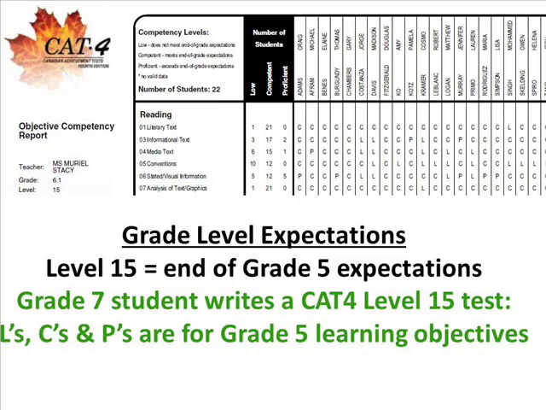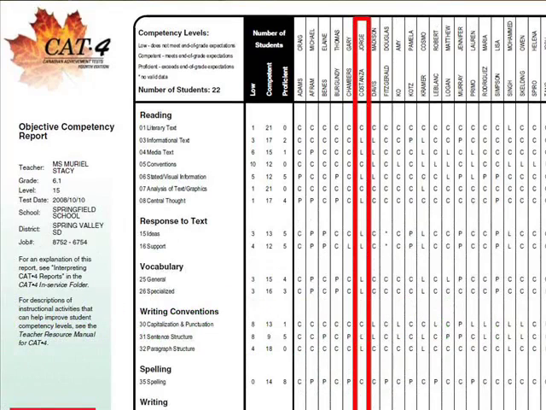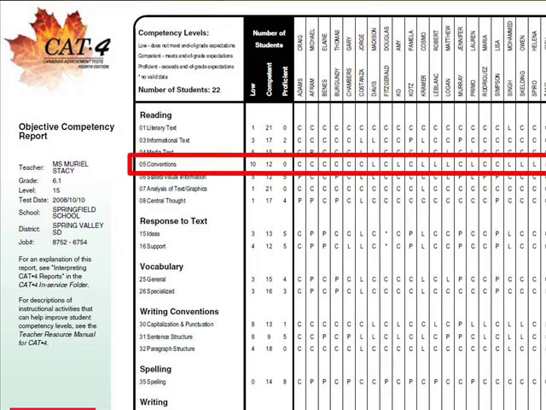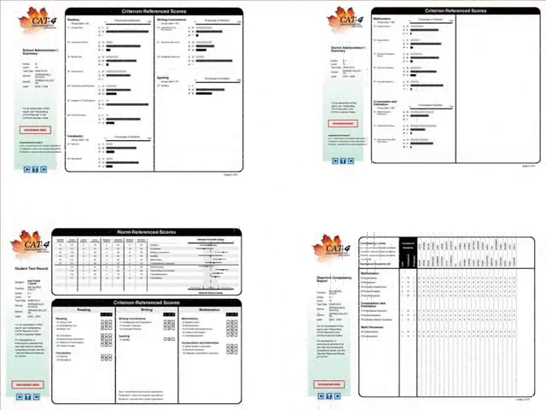Teachers can use the Objective Competency Report to review one student's progress. Teachers can readily see how many of the learning objectives the student has mastered from the grade being tested. Teachers can also use the Objective Competency Report to review the entire class's understanding of a certain learning objective. These objectives can be found on a number of our CAT4 reports.